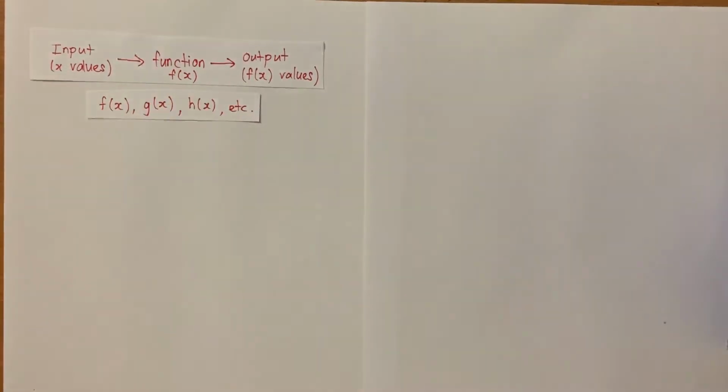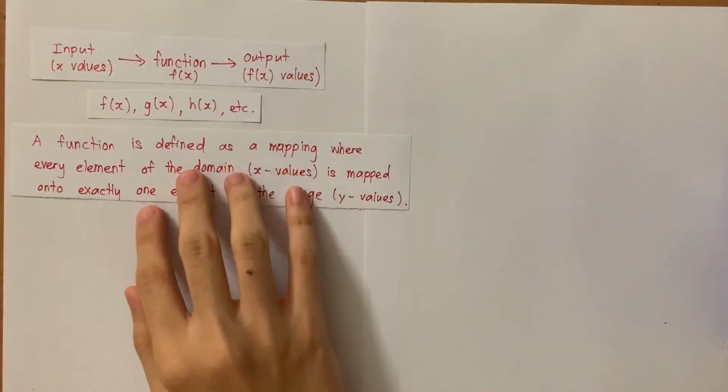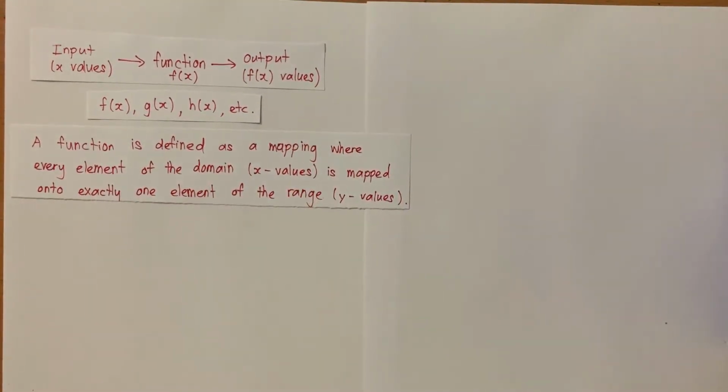It can be f of x, it can be g of x, h of x, or really any alphabets really. You can even put I love maths of x. It's actually possible. It's just that you need to repeat it again and again if you want to recall the function. So this is actually the exact definition of a function. It is a mapping where every element of the domain, the x values, is mapped onto exactly one element of the range, the y values.